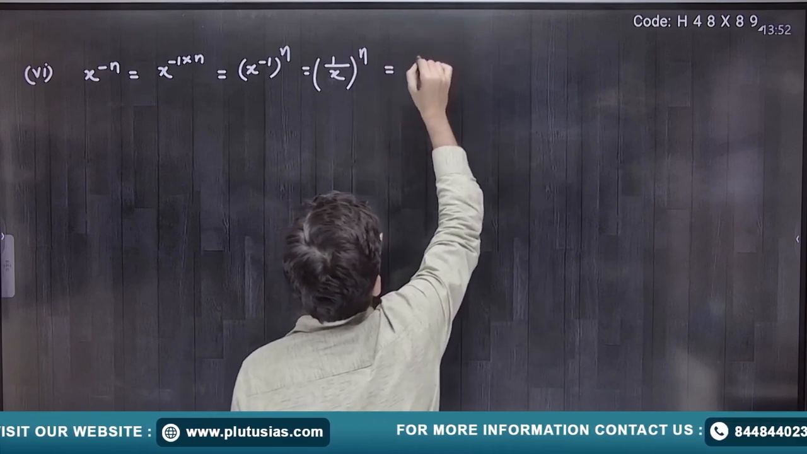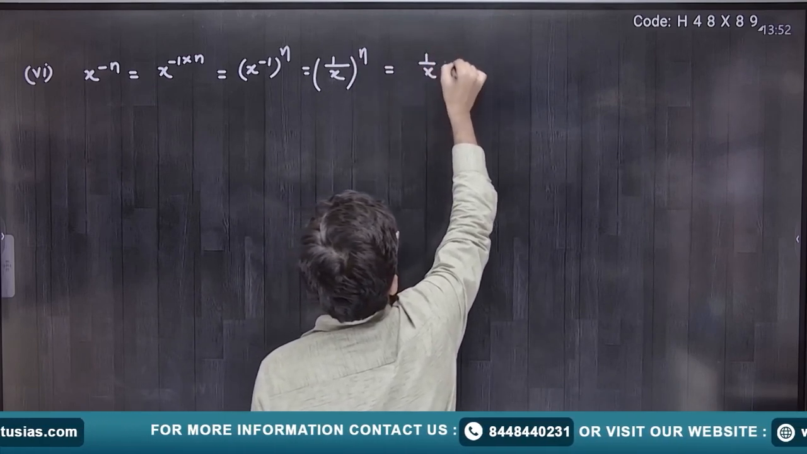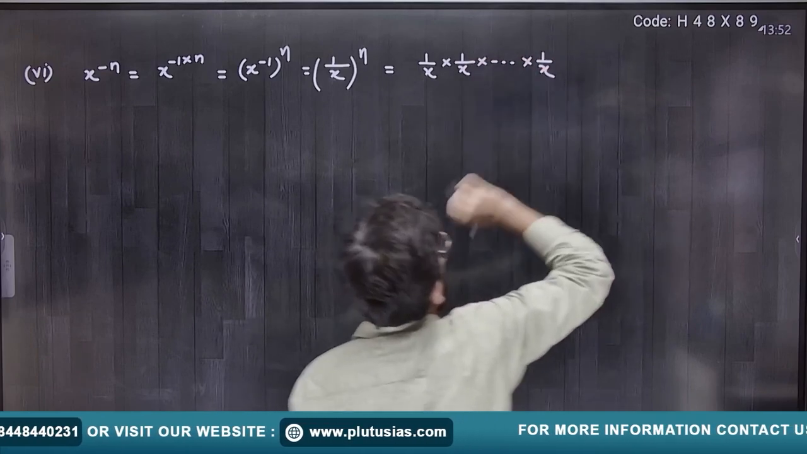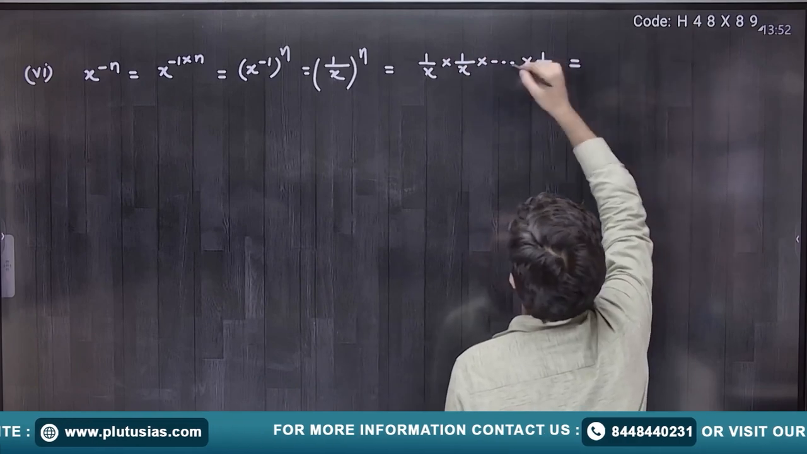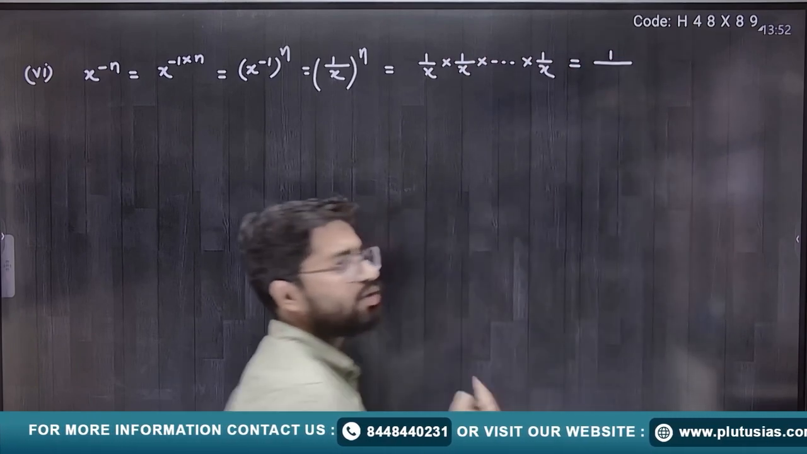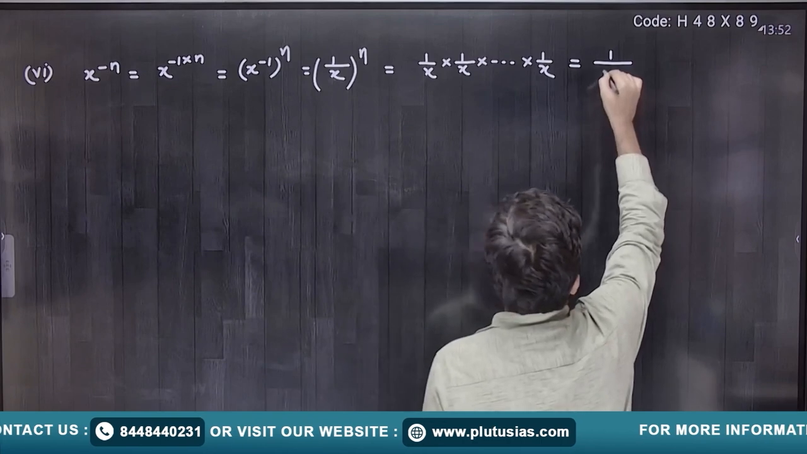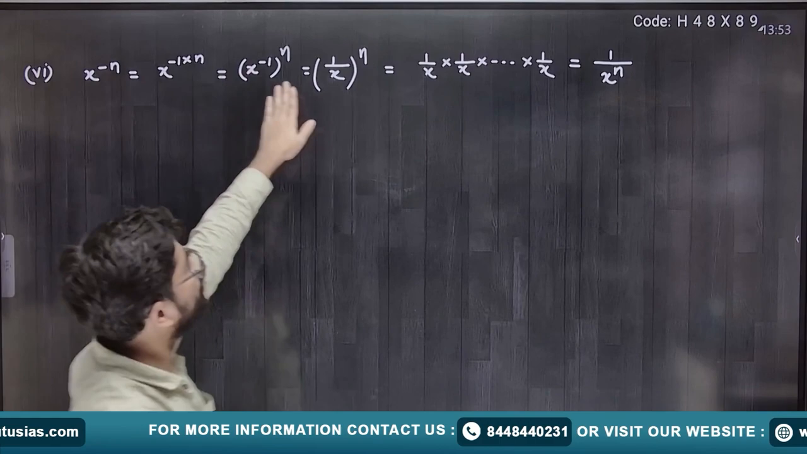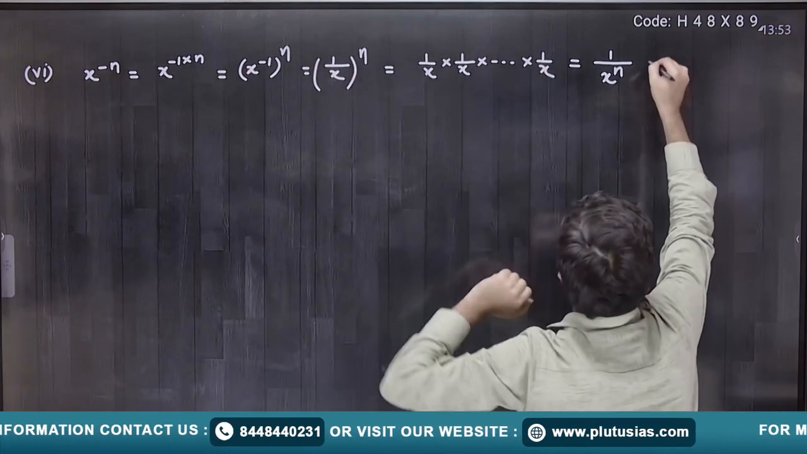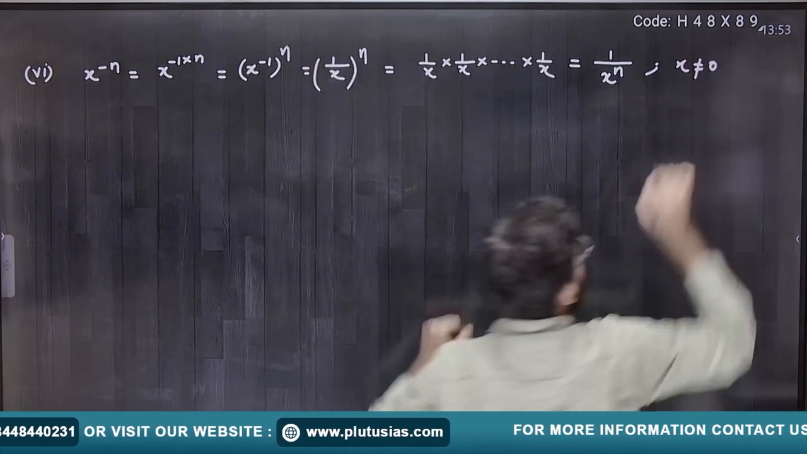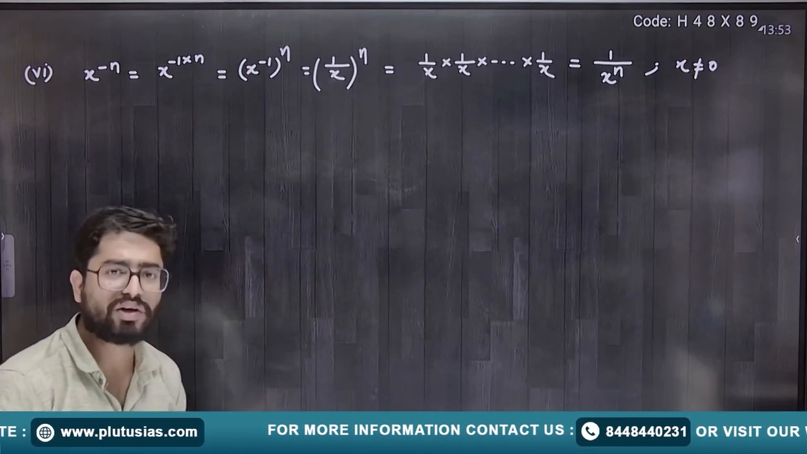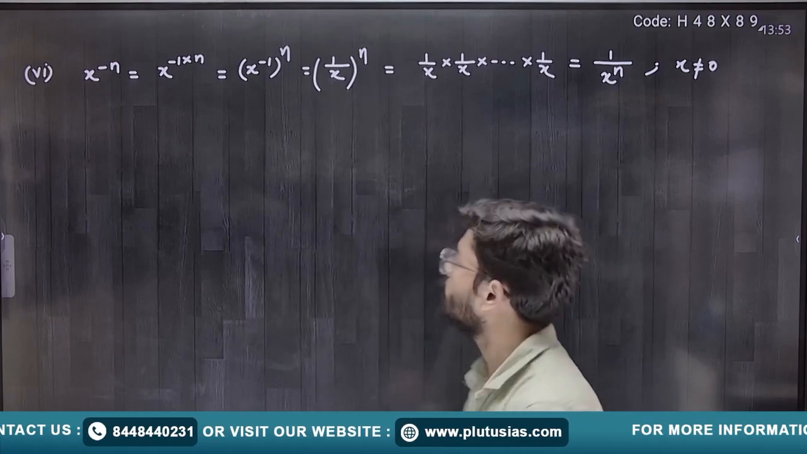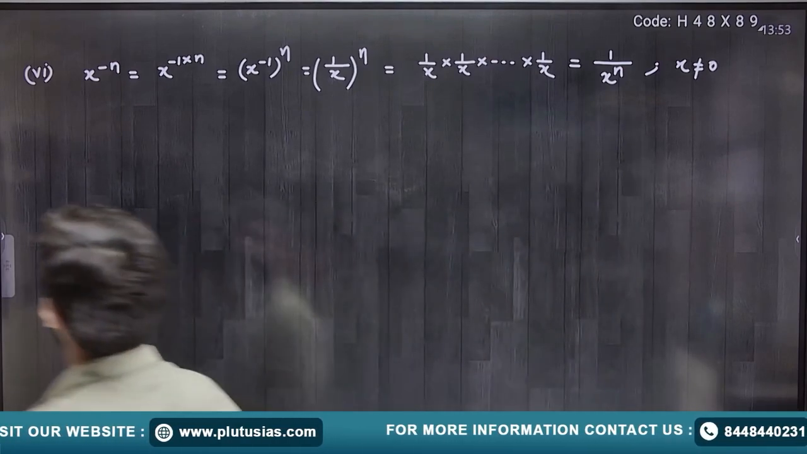That is 1 by x into 1 by x, into how many times? n times. And you know how to multiply this fraction. 1 into 1 into 1 is 1, divided by x into x into x into x, that is x power n. So obviously x power minus n is this one, then this one, 1 by x power n. And obviously x cannot be 0, because if it is in the denominator, it will create a problem. So that is my x power minus n, which is 1 by x raised to power n. Getting it? Okay.